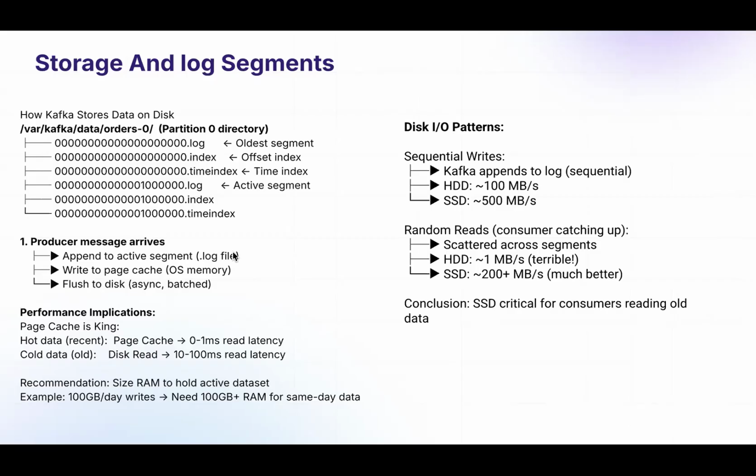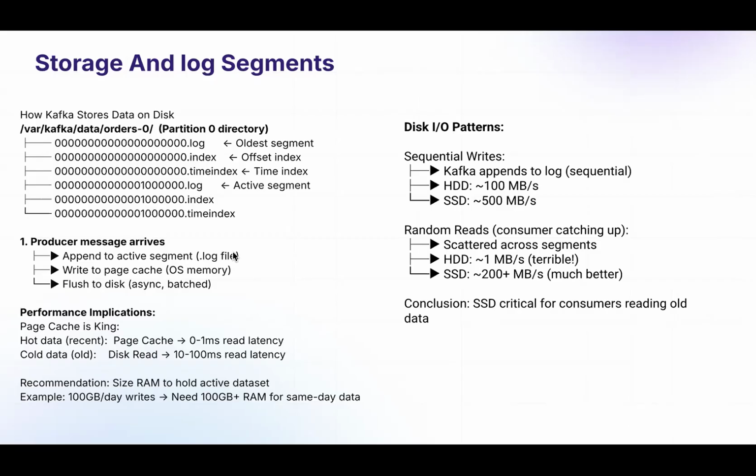Also notice the disk I/O pattern. Kafka does sequential writes. Even a hard drive can do 100 MB per second sequentially. But if consumers are catching up, reading old data scattered across segments, HDD drops to 1 MB per second, and this is why SSDs are critical for production. They handle random reads much better.